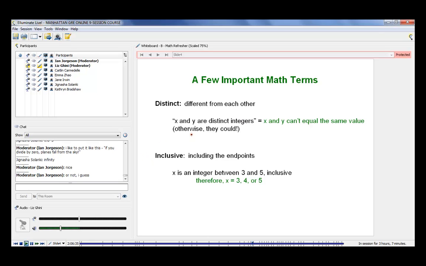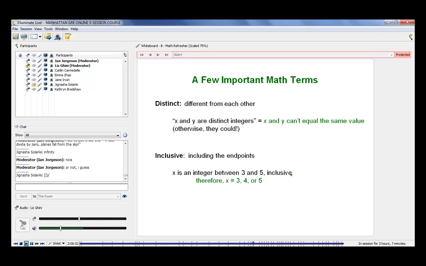So this is important, although usually it's not there. You don't get any "distinct," and then they could be the same number, or you should think that to yourself. Inclusive means including the endpoints, and it will say x is an integer between 3 and 5 inclusive. You'll see something like that.